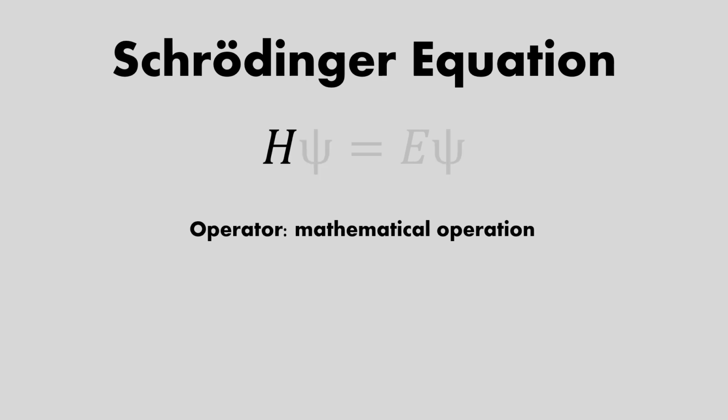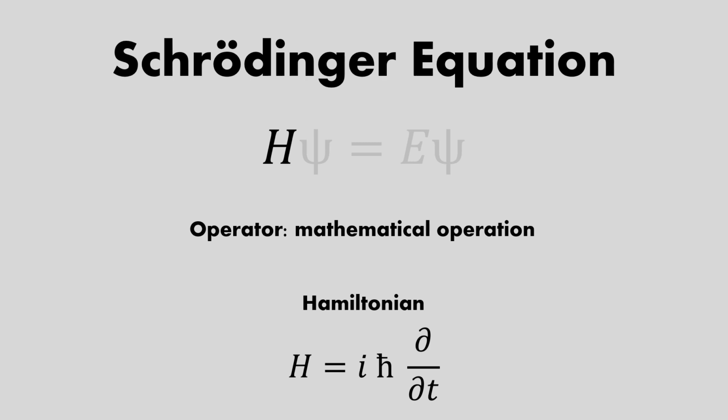H is an operator. That means it's a mathematical operation, and that's why it's applied to our psi. But H is not a normal operator. It's called the Hamiltonian, and it describes the energies involved in our system. There are various formulations of it. One example is i times h bar times the time derivative, where i is the imaginary unit and h bar is the reduced Planck constant.